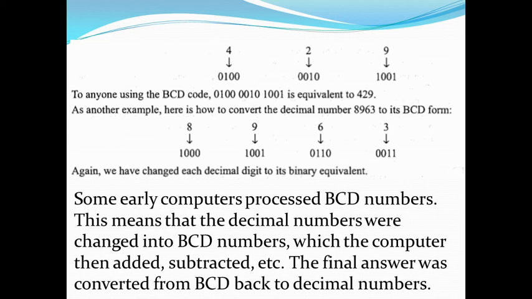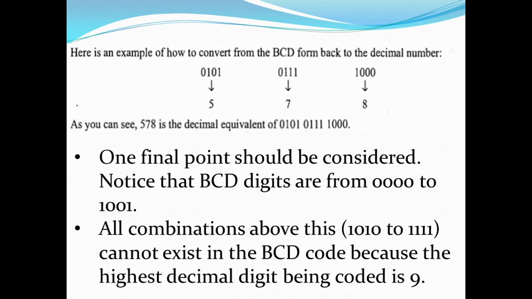So, we were converting into BCD numbers, then feeding them to the computer, the computer performs its job, and then again the result is converted from BCD to a decimal number. That way the process was complete.